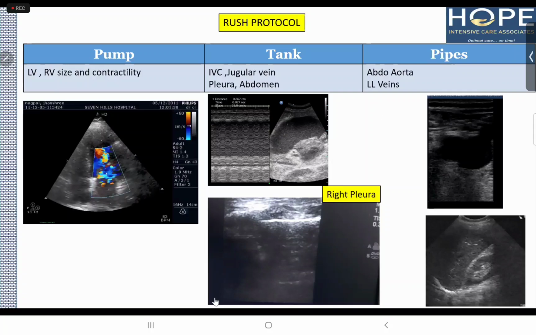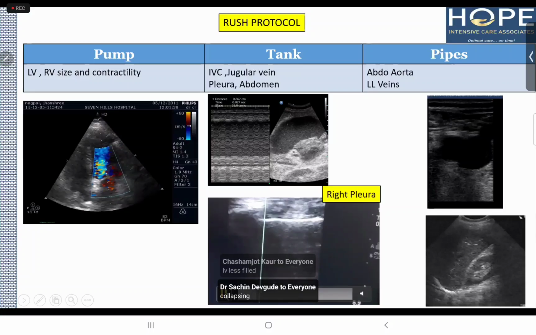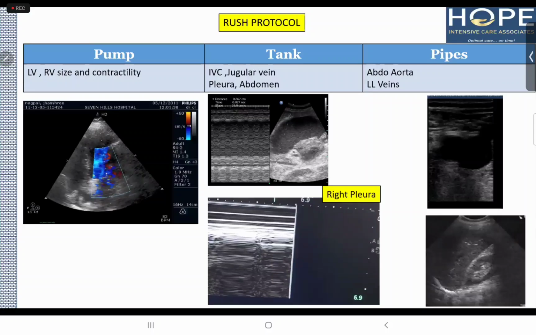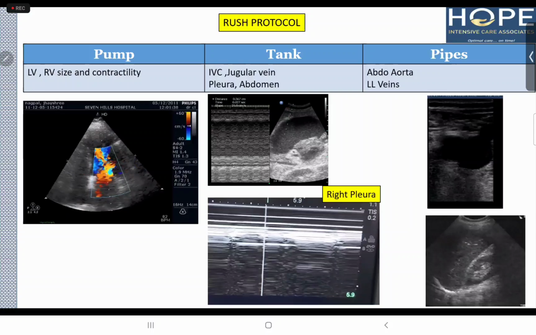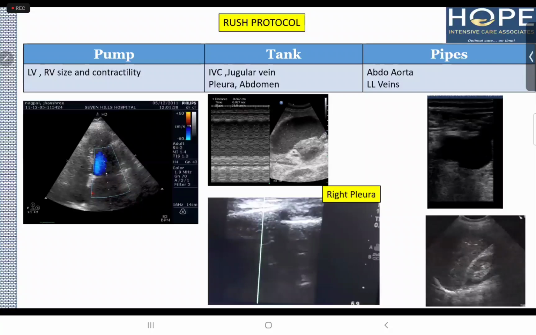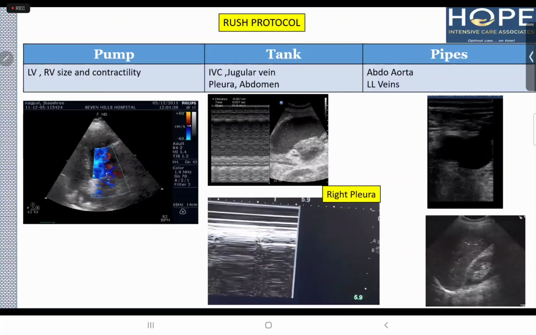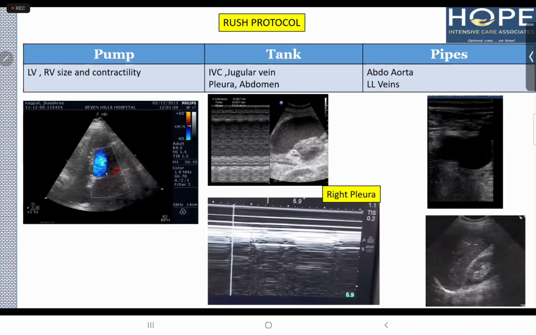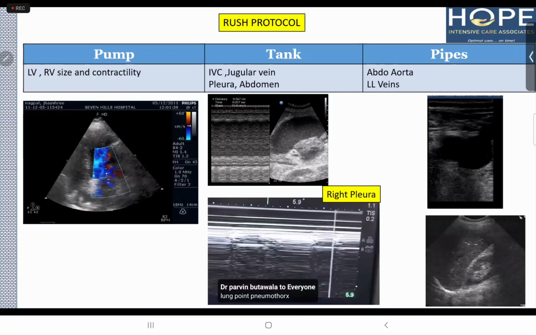Okay, and here on the pleura, what do you find? IVC is collapsing. Yes, IVC is collapsing. What do you find in the pleura? What is this? You can actually see a lung point. Yes, Dr. Binod has identified the lung point. Right, so this patient has hyperdynamic LV, empty IVC, and pneumothorax because there is absent air entry on the right side.